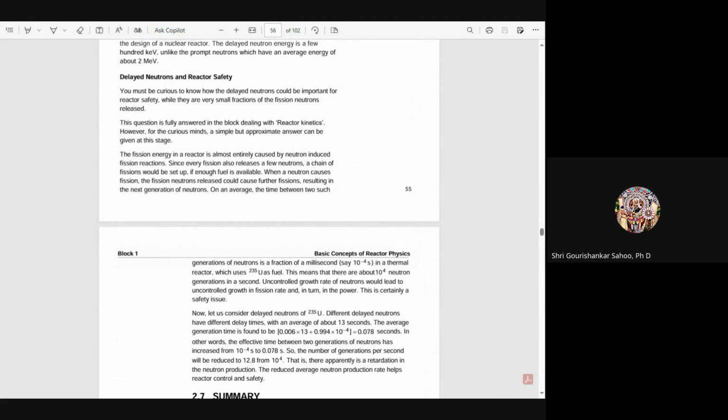So let us consider delayed neutrons of uranium-235. The different delayed neutrons have different delay times with an average of about 13 seconds. The average generation time is found to be 0.006 into 13 plus 0.994 into 10 to the power minus 4, which is equal to 0.078 seconds. In other words, the effective time between two generations of neutrons has increased from 10 to the power minus 4 second to 0.078 second. So the number of generations per second will be reduced to 12.8 from 10 to the power 4. So there is apparently a retardation in the neutron production, and the reduced average neutron production rate helps reactor control and safety.